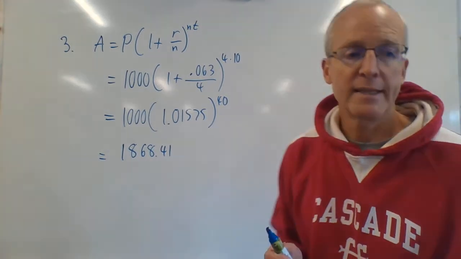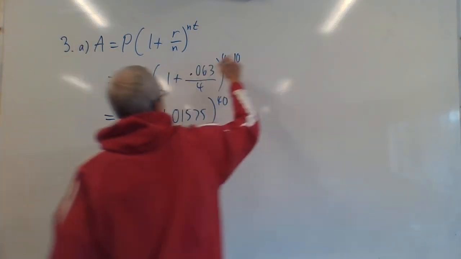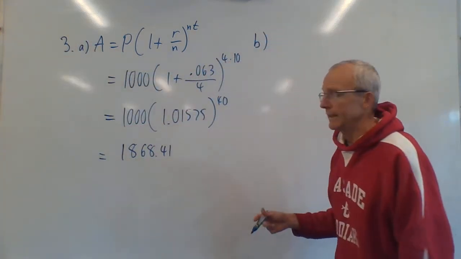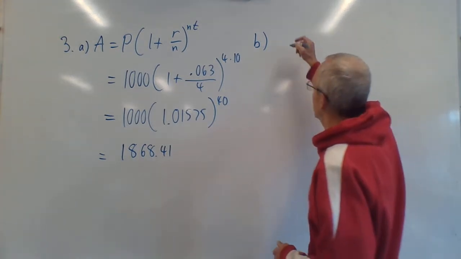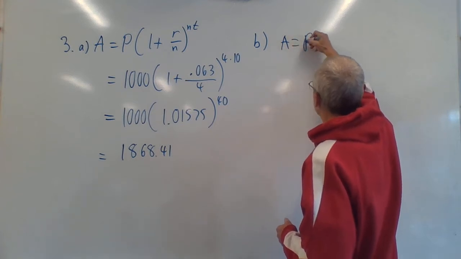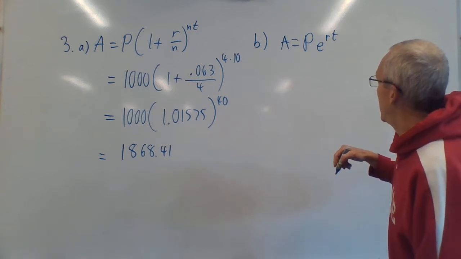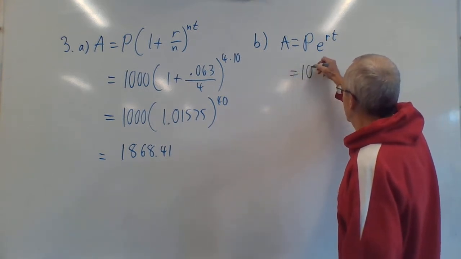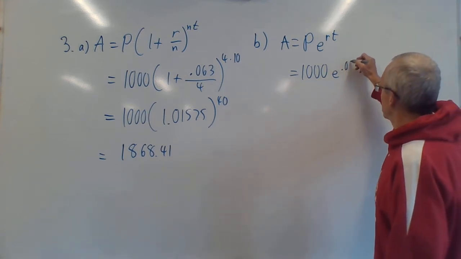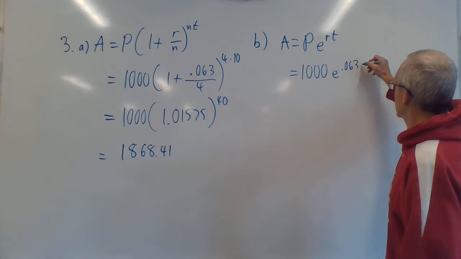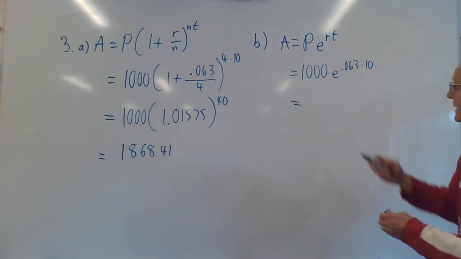So the next one, B, says now, what if it's compounded continuously? Okay, that's the ultimate. So we get 1868 at 4 times a year, but now we're going to do it continuously. So we use the formula: the amount of money you have is the principal times e to the rate times time. So that would be 1,000 e to the 0.063, the continuous rate, times 10. Time is 10 years, so that would be 0.63.